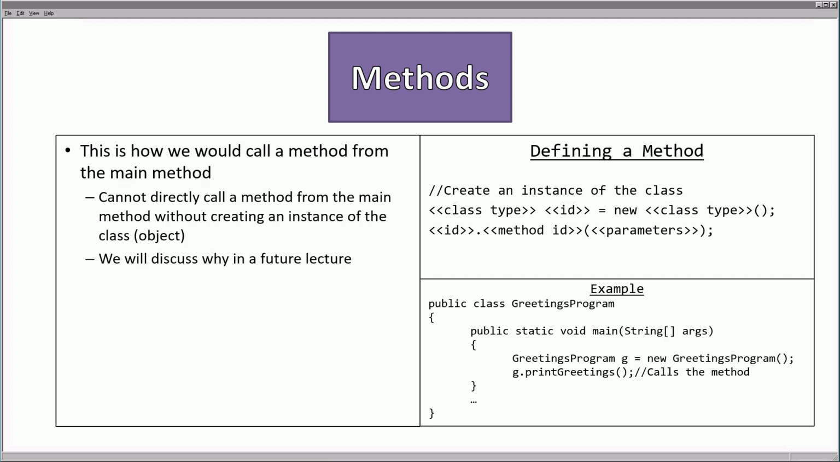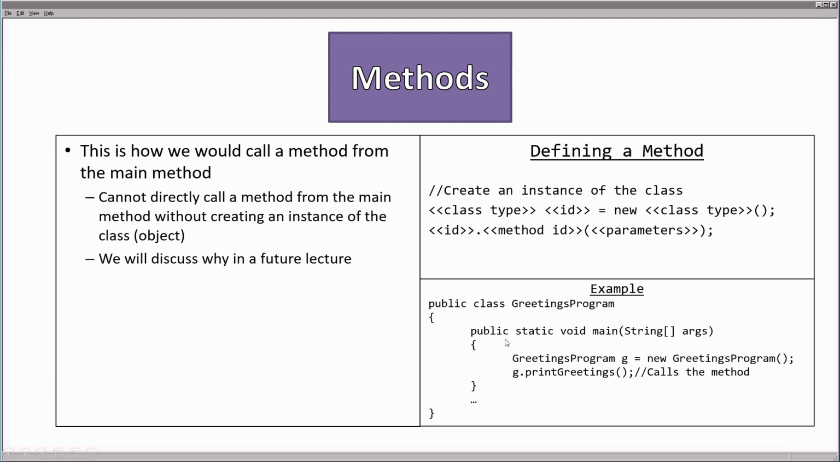Now, once again, what we just saw was how we could call a method from a different class, from outside of it. But also, in addition to that, this is how we would call a method from the main method itself. Now, we cannot directly call a method from the main method without creating an instance of the class called an object. We'll discuss why that is in a future lecture. However, for now, let's take a close look at this example. Let's just assume that we had the other methods that we've previously talked about inside of this example, which was print greetings and also get greetings string.